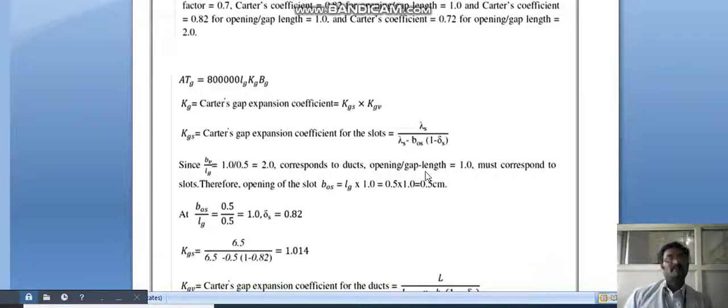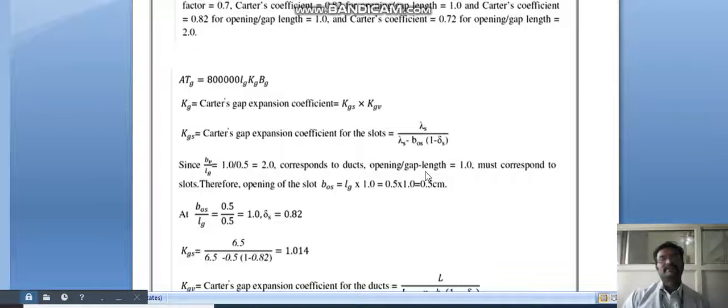Based on these, we should find the values of the main dimensions D and L. D and L are the main dimensions of the machine. In the psi value, if it is not given, we should consider it as 0.68 to 0.7.